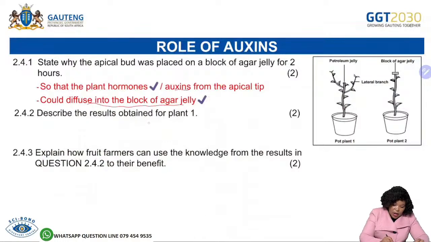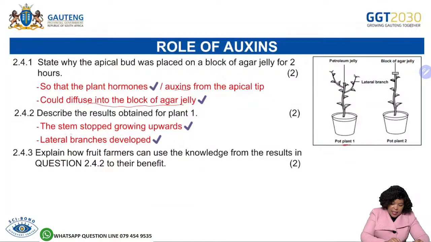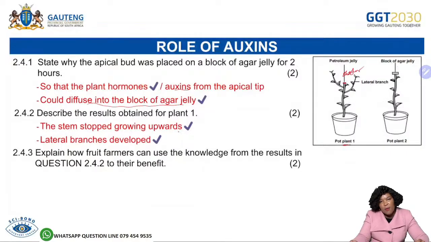Describe the results obtained for pot plant 1. So pot plant 1, what are the results here? What do you see? The stem stopped growing upwards. You see this stem here? It stopped. It is shorter. Why do we say it is stopped? Because it is shorter than the one that is on the right. So you assume that the stem stopped growing. Then the lateral branches started to develop. That is just an observation of the results.